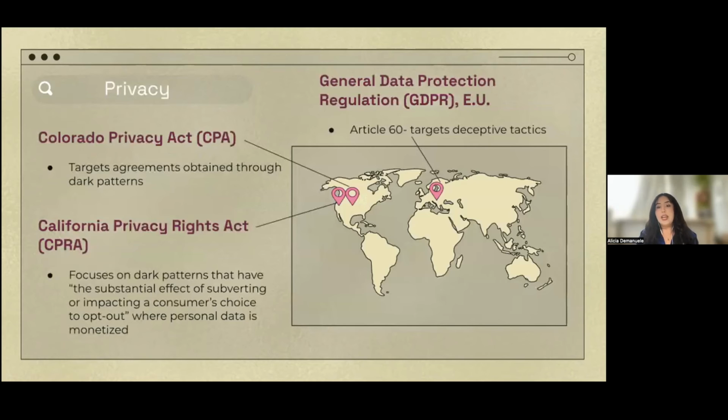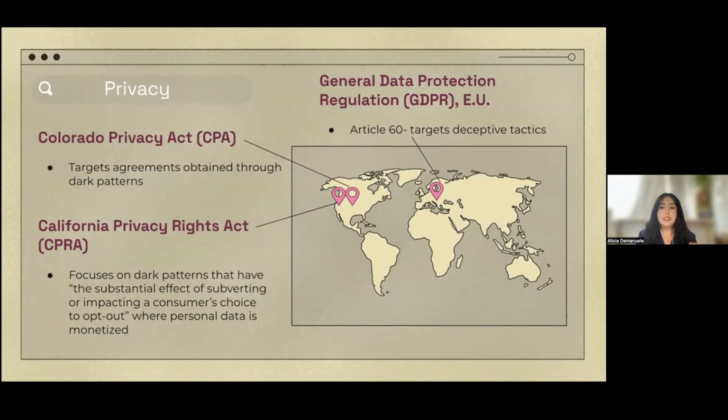Moving on to privacy, I touch on these 3 examples in my paper, but for today, I'll focus on the California Privacy Rights Act because it was the first legislation of its kind to explicitly regulate dark patterns in the US and include a definition of dark patterns in legislation. Now, the CPRA is set to take effect at the start of 2023 and does not ban all dark patterns, but rather it specifically focuses on those that have the substantial effect of subverting or impairing a consumer's choice to opt out in cases where personal data is monetized.